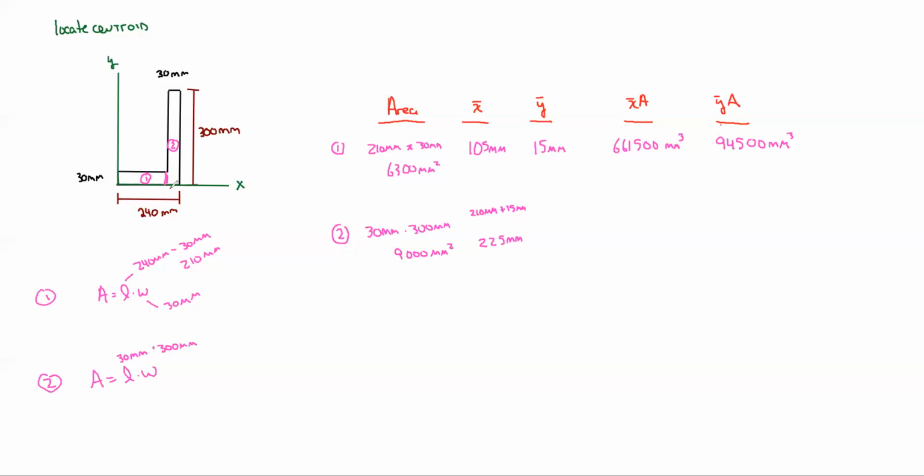All right, y bar. Y bar is the vertical distance from the x-axis up to the middle. So starting at the x-axis, that object is 300 millimeters tall. So half of that, according to our formula, we take the height divided by 2. Half of 300 millimeters is 150 millimeters. Again, we do the multiplication: 9,000 times 225 is 2,025,000. X bar A is 2,025,000 cubic millimeters.